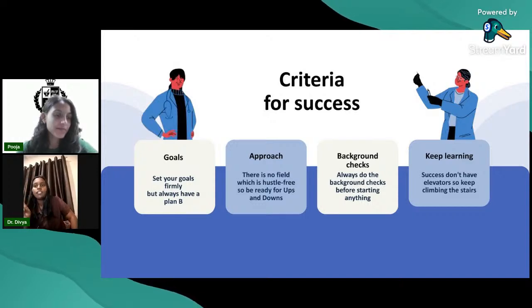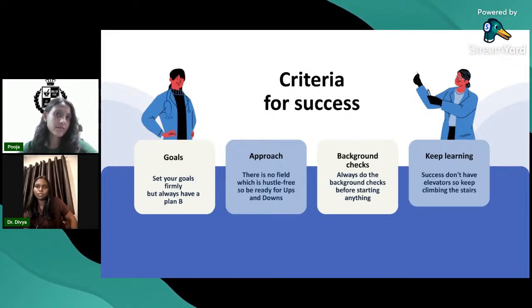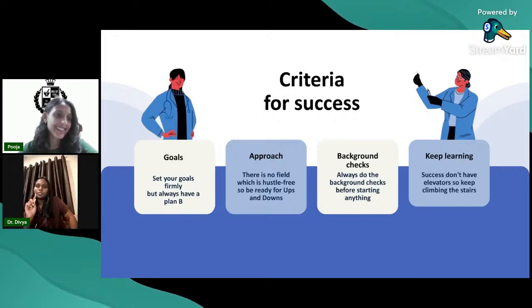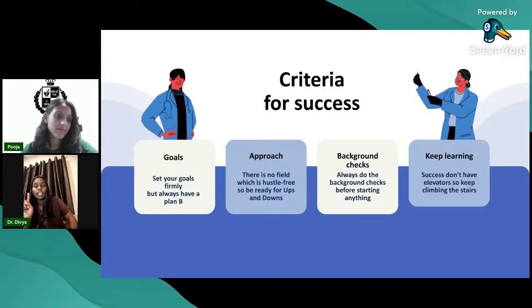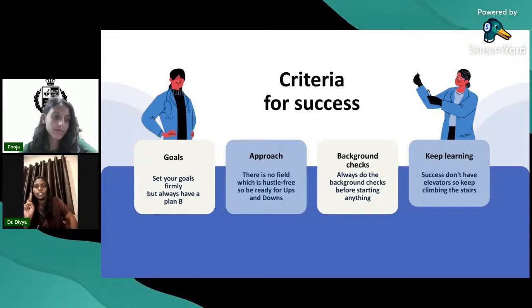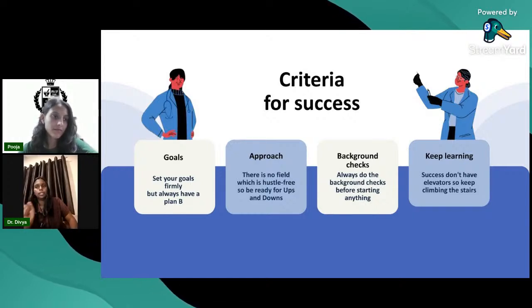But always have a plan B, because I tell you, in my internship I had to wait for 11 months to get my internship at ICMR. Oh my God. So there should be a plan B, but always firstly have firm goals, and if it doesn't work out, you should immediately take a call that this is not going to work, I have to change. So you should always have a plan B.